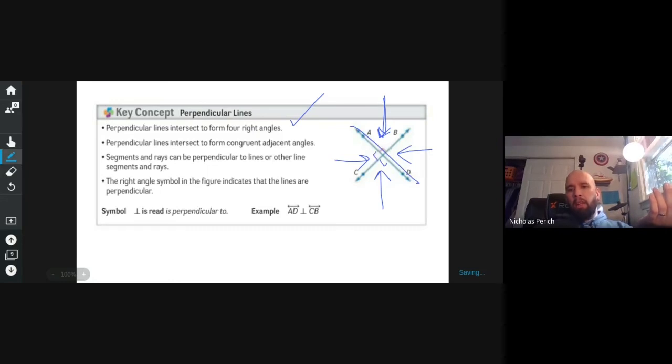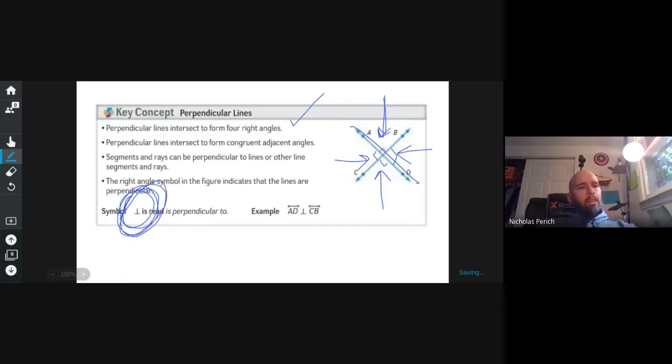And if these form straight lines, then if that's 90, that's got to be 90, and that's got to be 90 also. Perpendicular lines intersect to form 4 congruent adjacent angles. Well, duh, because they're all 90. Segments and rays can be perpendicular to lines or other line segments and rays. Nifty. And the right angle symbol in the figure indicates that the lines are perpendicular.